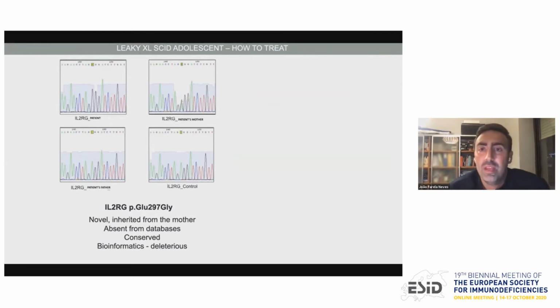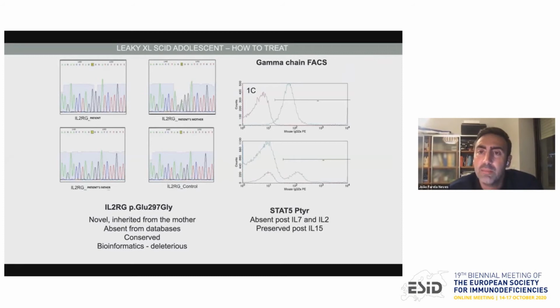So we then performed some functional analysis to prove that this variant was indeed causal. His expression of the gamma common chain was nearly absent. And then when we studied the STAT5 phosphorylation assay after interleukin stimuli, it was absent after IL-7 and IL-2, thus proving that this variant was indeed the cause of his disease.